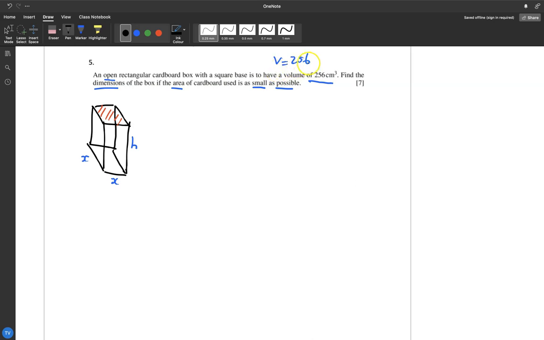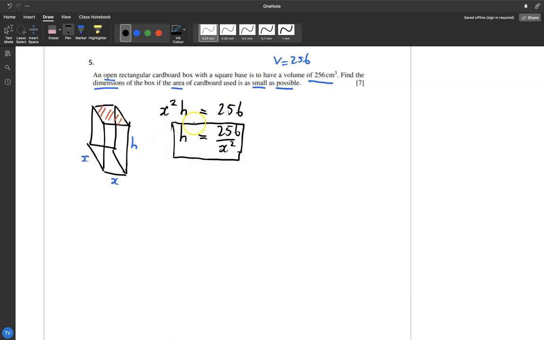So volume is equal to 256. I'm going to make use of the dimension I just drew to get this. X squared, which is x times x, the base area, times height, should give me the volume 256. Now I can change h to be in the form of 256 over x squared. Now it's in terms of x. So that's great. One mission accomplished.